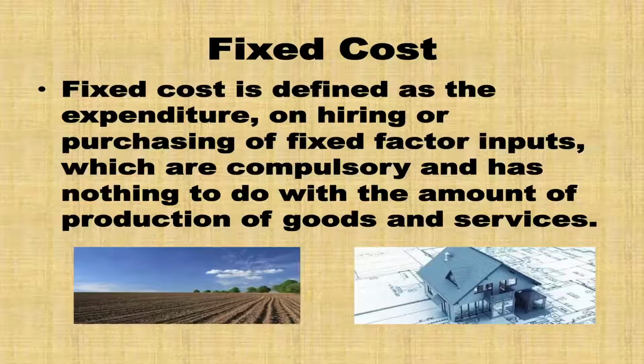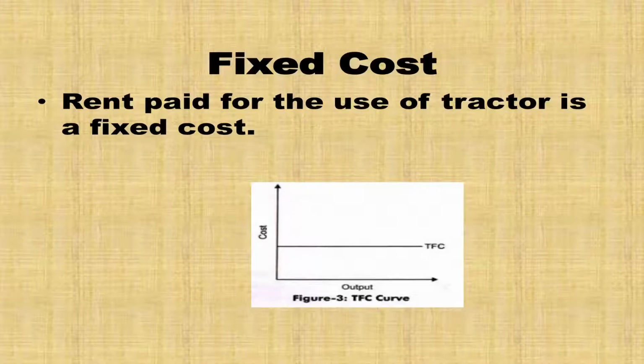This is fixed. So, fixed cost is defined as the expenditure on hiring or purchasing of fixed factors or inputs. These are compulsory and it has nothing to do with the amount of production of the good or service. Similarly, rent paid for the use of tractor is also a fixed cost. Let us now understand variable cost.